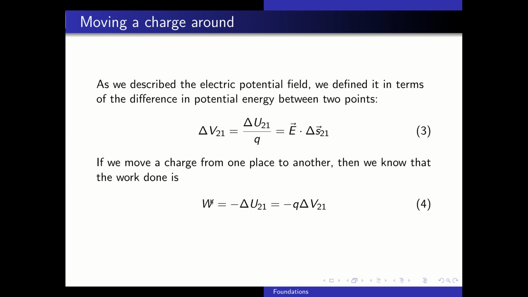And so if we want to find the total work done when we move a charge from one place to another, we can just take this term up here in equation 3 and multiply it through by q. And then we just get this delta U over q, and we get negative q delta V, delta V between 2 and 1.